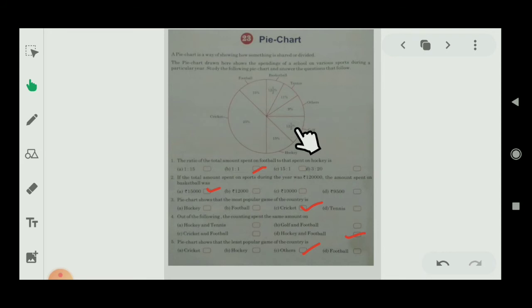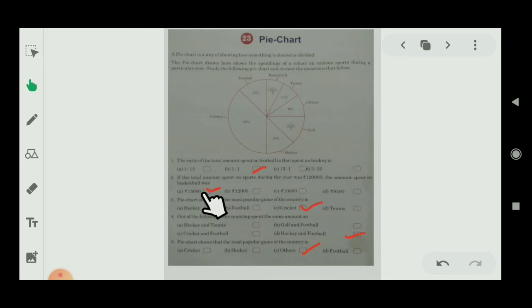Let's see the question number 1. The question is, the ratio of the total amount spent on football to hockey. Student, as we know from the pie chart, football's value is 15%. And what is the value of hockey? That is also 15%. Now students, you can see football's value is 15% and also hockey's value is 15%. When we find the ratio of football to hockey, that means 15% upon 15%, so its value will be 1:1. That means option B.